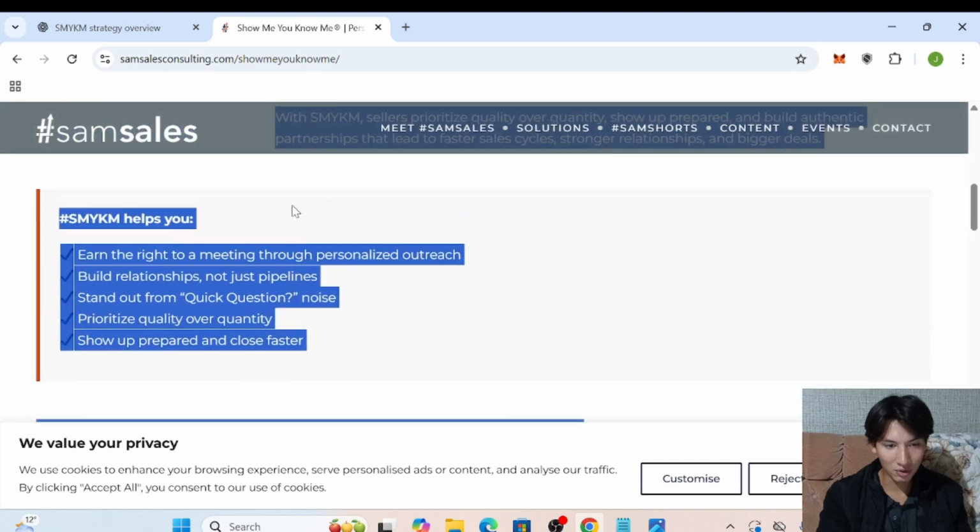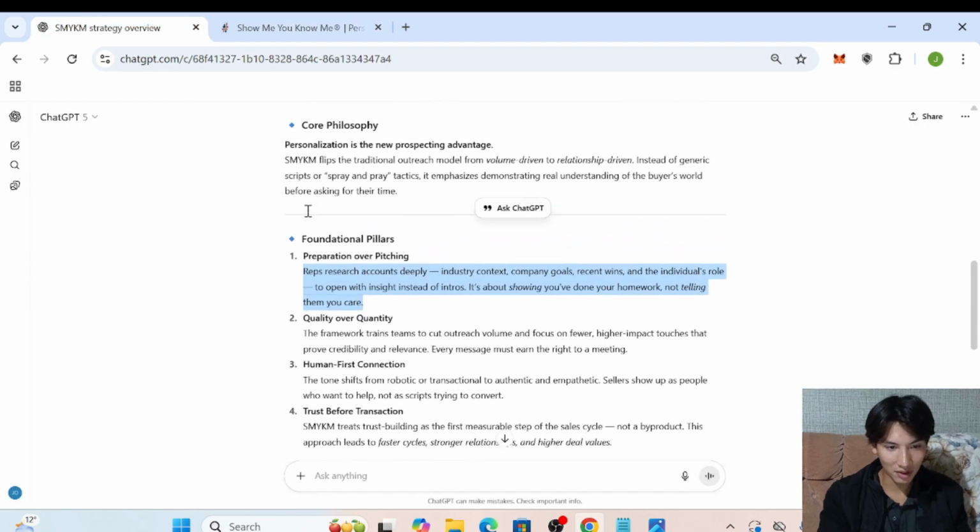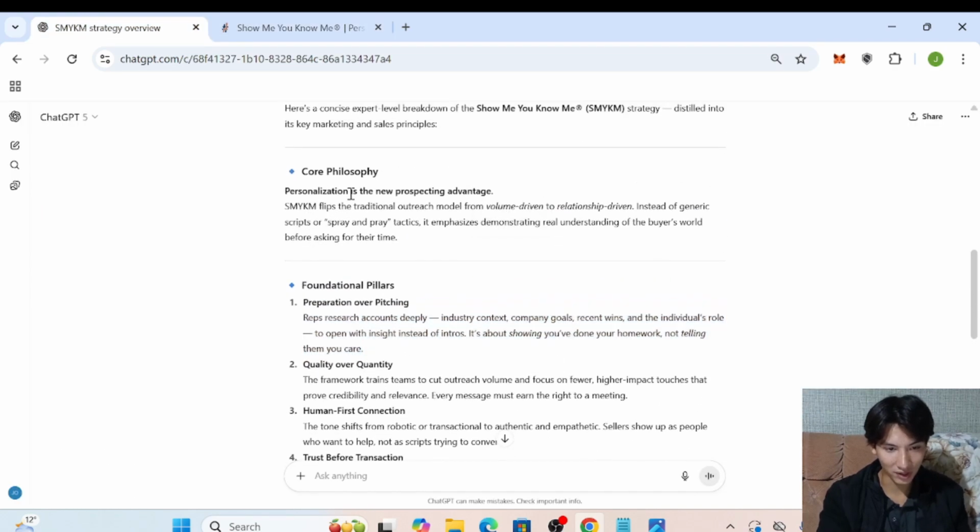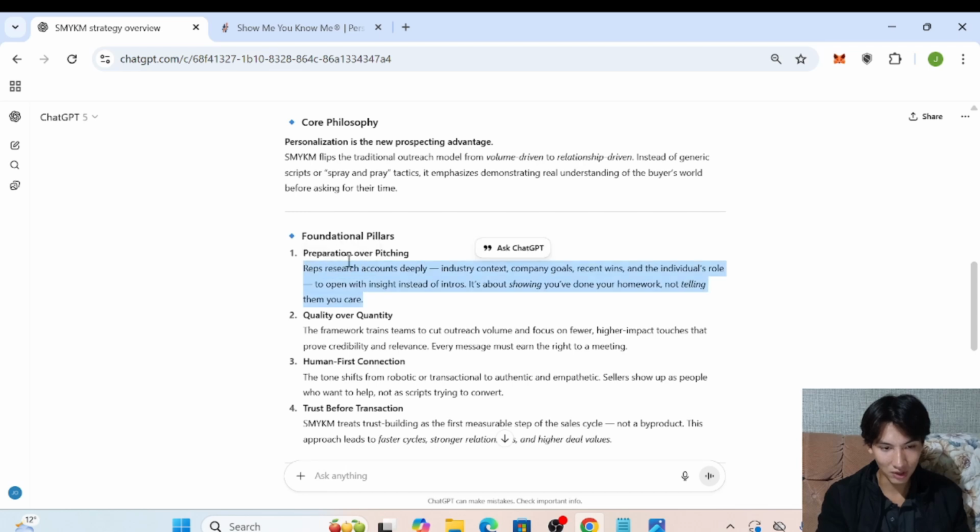The first strategy that I really like was created by a woman by the name of Sam. It was called "show me that you know me." Basically, to summarize it, it's to make the email so personalized that your prospect is more likely to buy whatever you're selling. It shifts away from volume-driven to relationship-driven. So instead of generic scripts or spray and pray tactics, it emphasizes demonstrating real understanding of the buyer's world before asking for their time. What this includes is preparation over pitching.